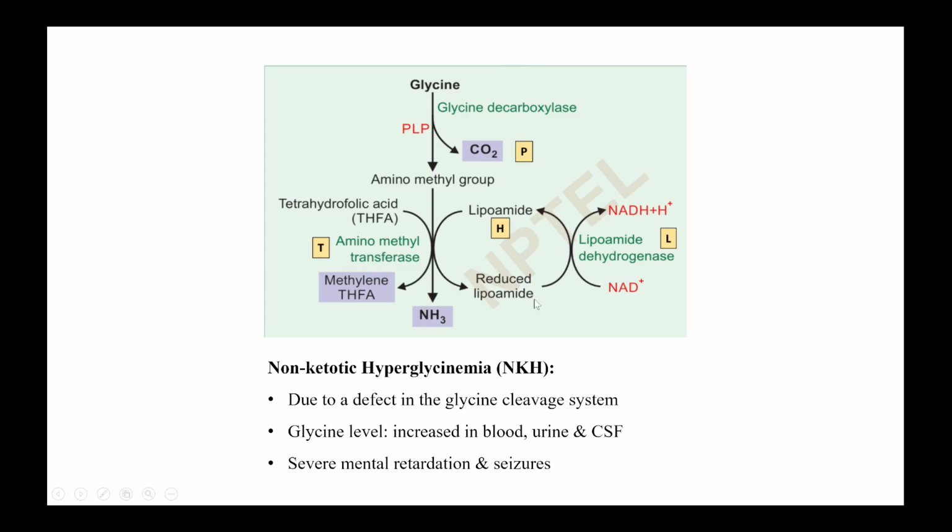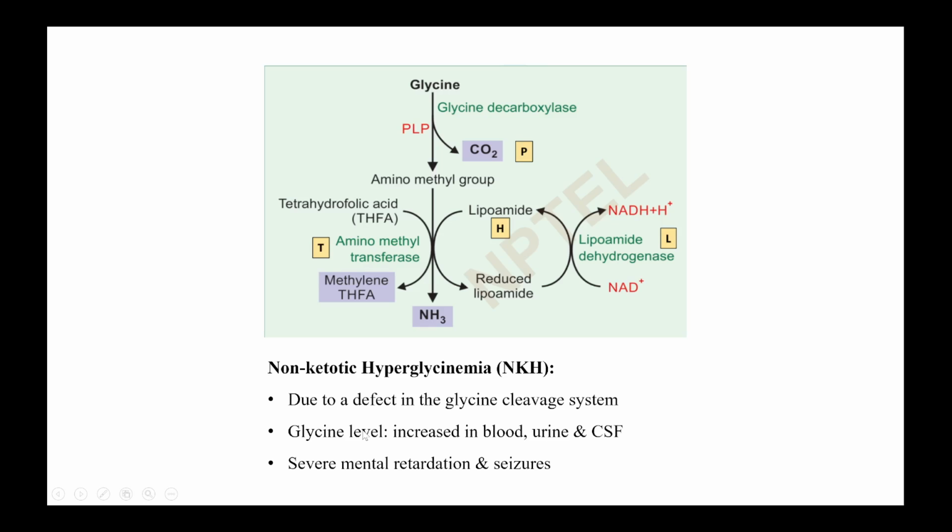So this glycine cleavage system is a multi-enzyme complex. It has four different proteins combined together, P, T, H, and L. All of them have different roles associated with it. And glycine gets converted into ammonia and CO2. So this is a breakdown of glycine basically. And a defect in this glycine cleavage system can lead to non-ketotic hyperglycemia, also abbreviated as NKH.